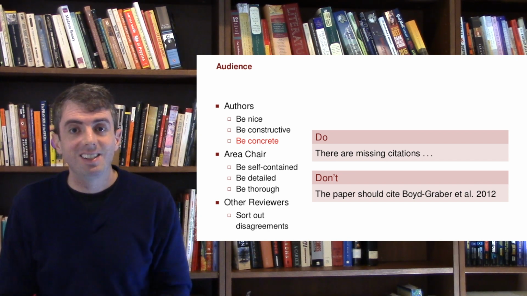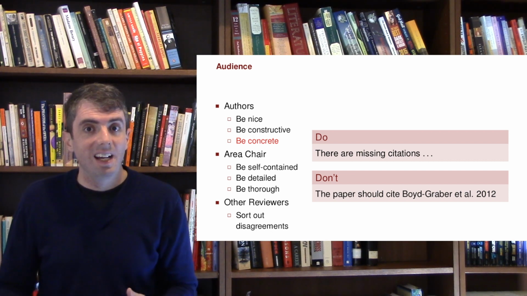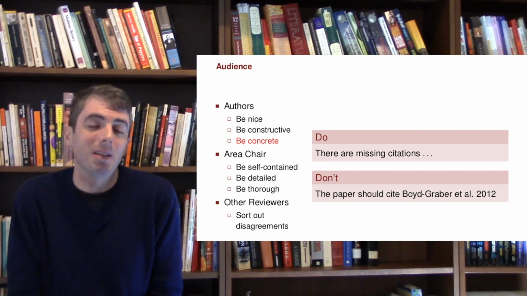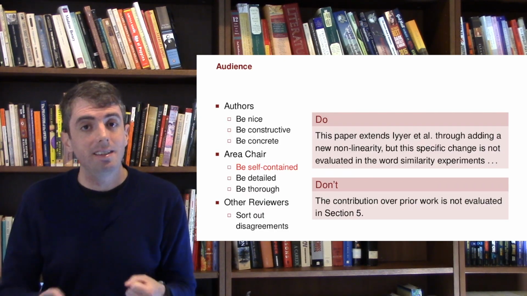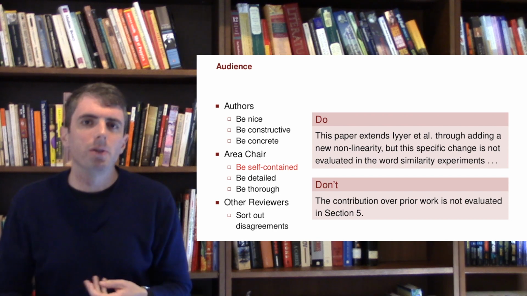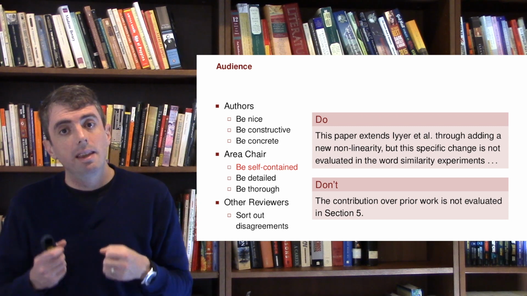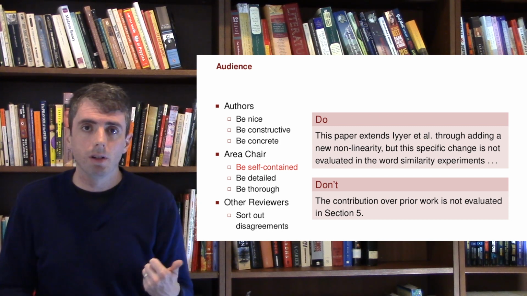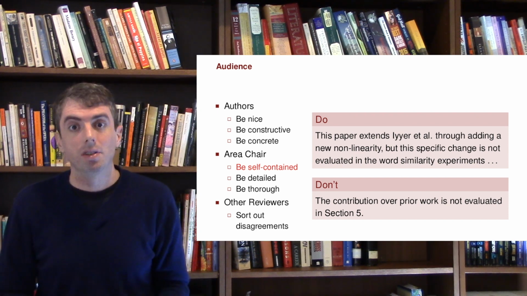So make the area chair's life easier, and your reviews will be treated with greater respect, and you will gain a better reputation in the community. First off, be self-contained. Because the area chair is reading lots and lots of reviews, things get confused, and they don't always remember every detail of a paper, so make it so that they can read your review and it stands on its own. Don't refer to other reviewers without fully explaining what's going on. Don't refer to section numbers in the paper.